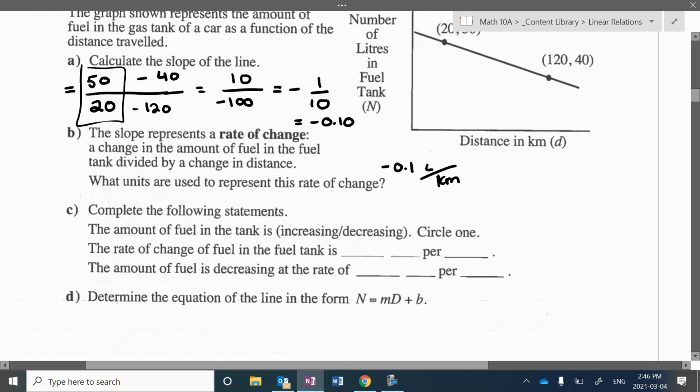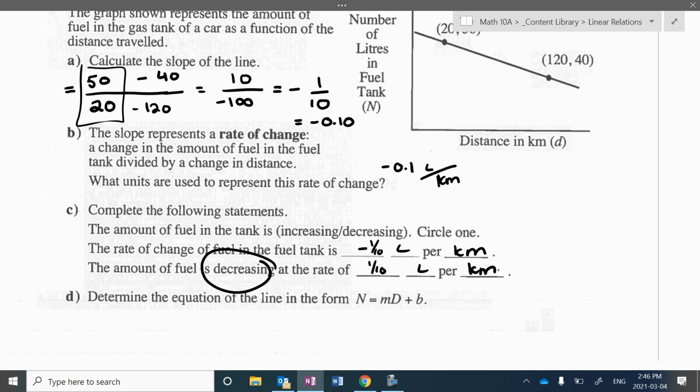So there's a couple ways in math, even in science as well, that you could describe this. The rate of change of our fuel tank is negative 1/10 liter per kilometer, or you could describe it as decreasing at 1/10 a liter per kilometer. Depending where you put that, if you put the word decreasing in, you don't then use the word negative, because they contradict each other. So you just have to be a little bit careful.